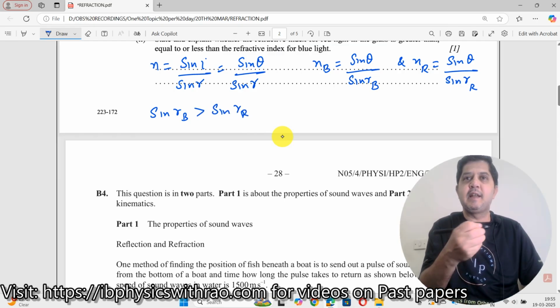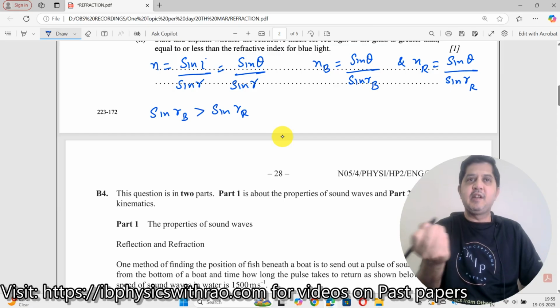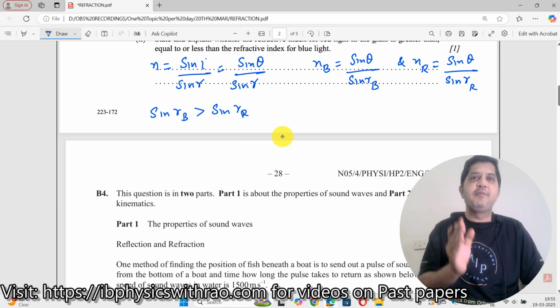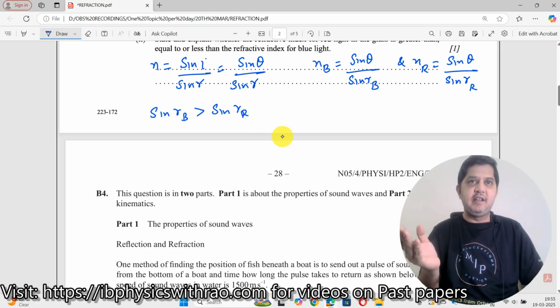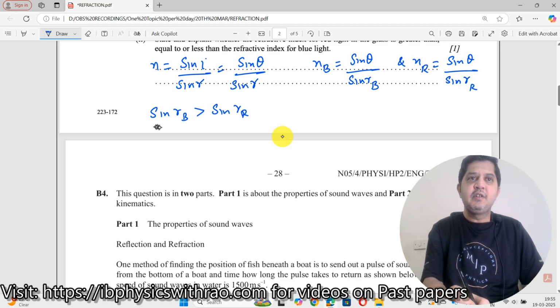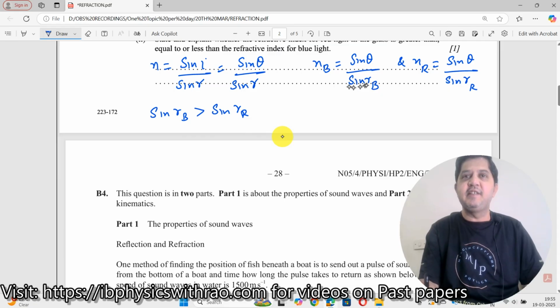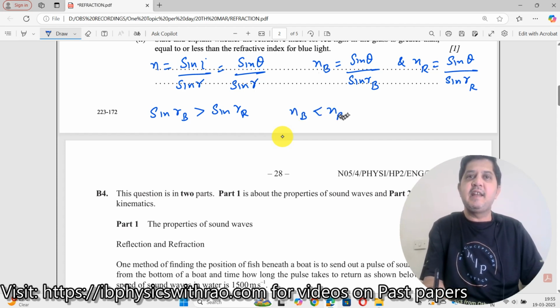You can look at it from the diagrams, and from the tables you will get to know when the angles vary from 0 to 90 degrees. You cannot have the angle of incidence more than 90 degrees, right? So whenever you have something like that, sin rb will be greater than sin rr, which means that the denominator is increasing. And when the denominator is increasing, automatically 1 by denominator falls down, and this nb would be less than nr.